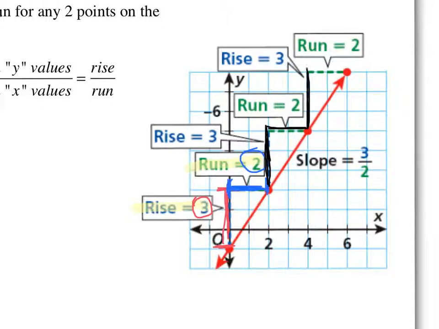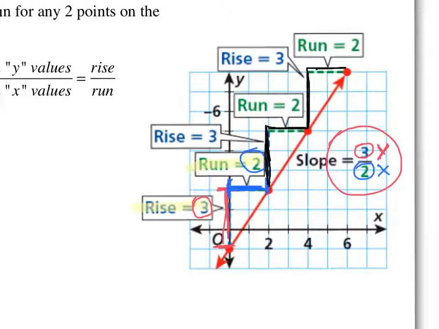Rise 3, run 2. Therefore, we describe the slope of this line as 3 over 2, and the 3 represents how much change occurred in the y-axis from point to point, and the 2 represents the amount of change in the x-axis from point to point. So the slope is made up of a series of triangles that are all the same size and all the same ratio, which is 3 over 2.